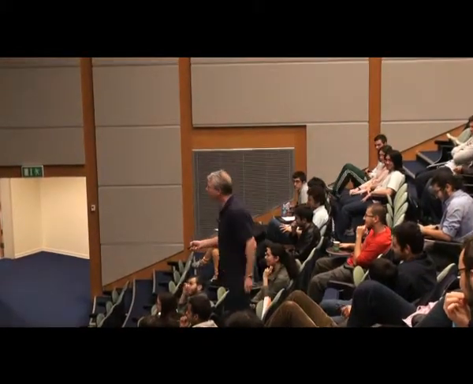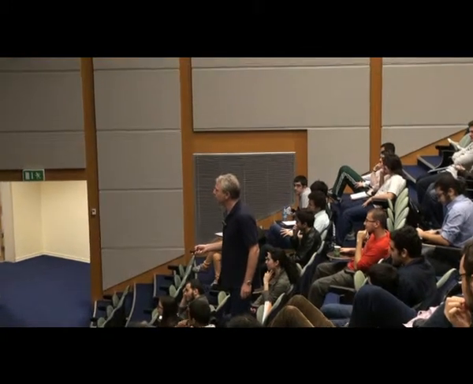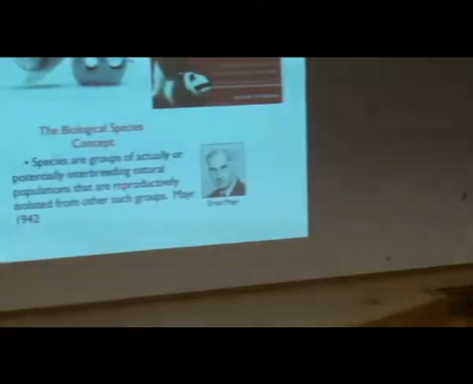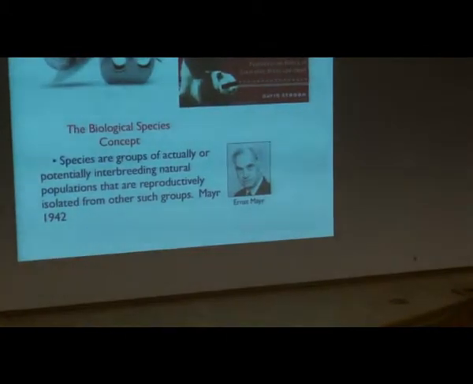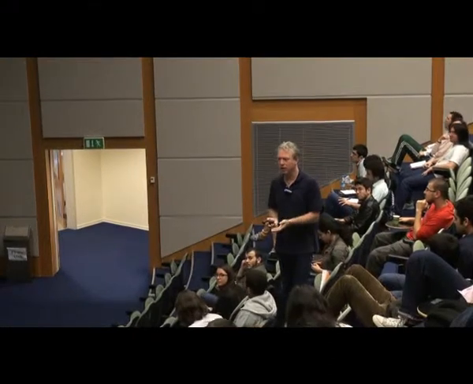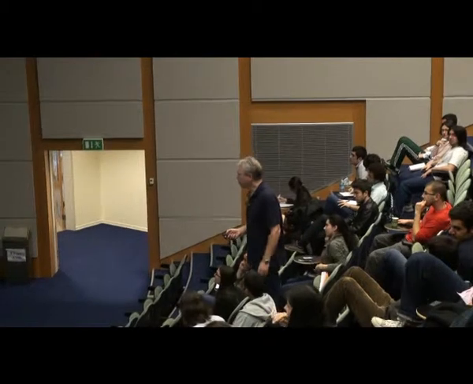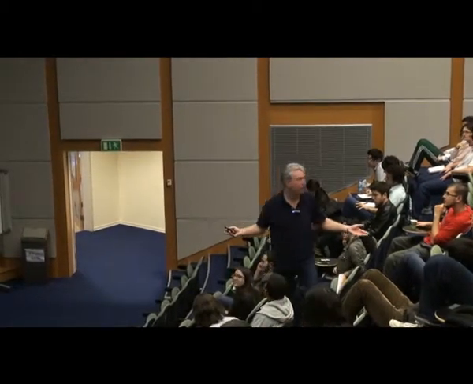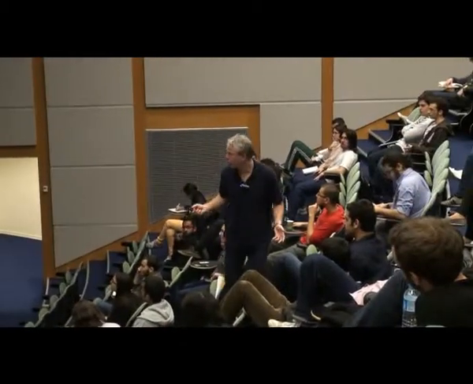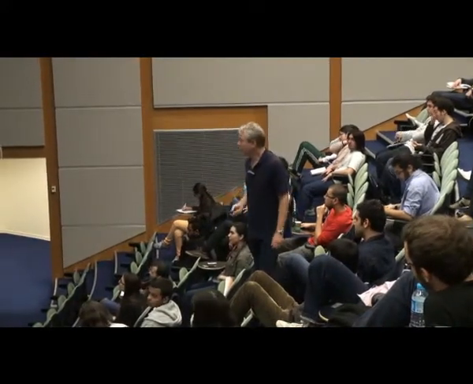Species are groups of actually or potentially interbreeding natural populations that are, and this is the key term, reproductively isolated from other such groups. They cannot exchange genes with other groups. In other words, a species is a closed gene pool. Now, nice idea. Thank you, Ernst Mayr. Let's just check this idea. It's called the biological species concept. It's not perfect, and I'll tell you why.